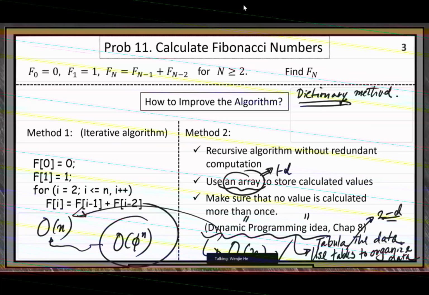So here, let's write the main properties of this dictionary method. First, store the dynamic data in an organized way.